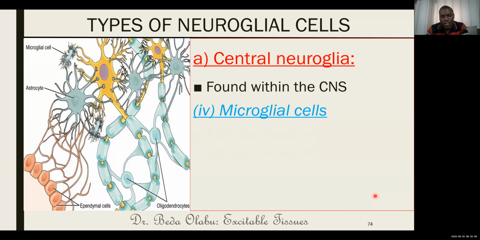The last central neuroglial cell to talk about is the microglial cells. As the name suggests, they're a bit smaller compared to the others. This is microglial in this particular diagrammatic representation of these cells. So the microglial cells are a bit smaller than the others. That's why we call them microglial cell.